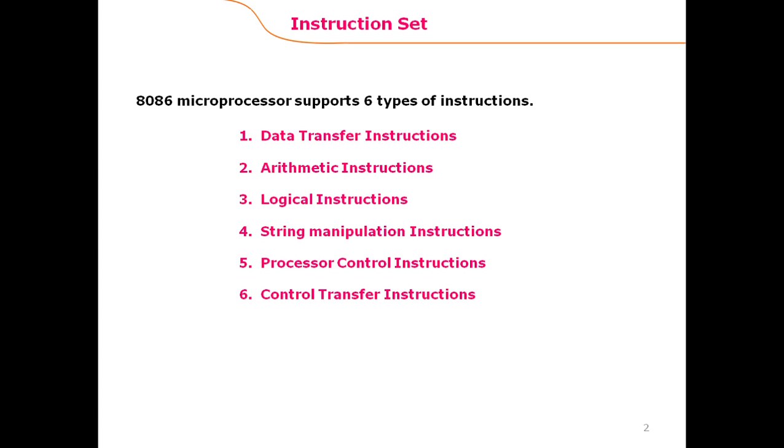Processor control instructions control the status of the processor. For example, to set the carry flag, or to clear or set or clear the direction flag. Control transfer instructions change the flow of control when the microprocessor is executing a program. For example, it can take control from one place in the program to another by using a jump instruction. So jump and call instructions are in this type of instructions.